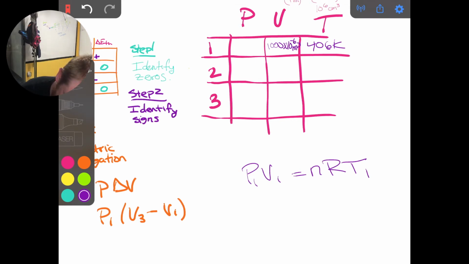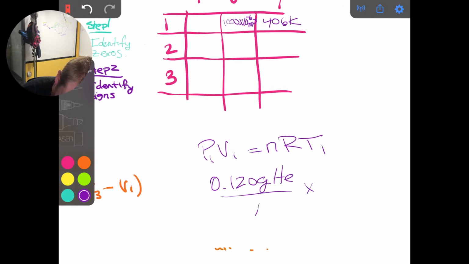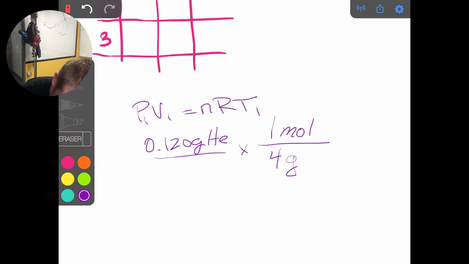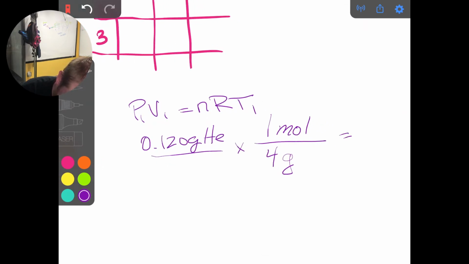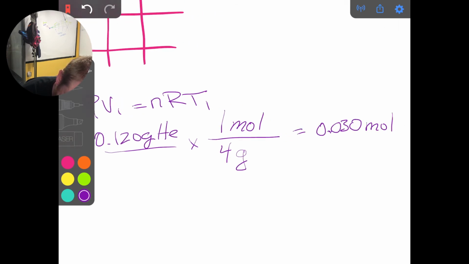Great. So, we're going to need the number of moles. We have 120 milligrams of helium, which I'm going to write actually not as milligrams, but 0.120 grams of helium. And looking at the periodic table, we see that helium has a molar mass of 4. So there are 4 grams in 1 mole of helium. And so if we take 120 and divide by 4, we get 0.030 moles of helium gas.